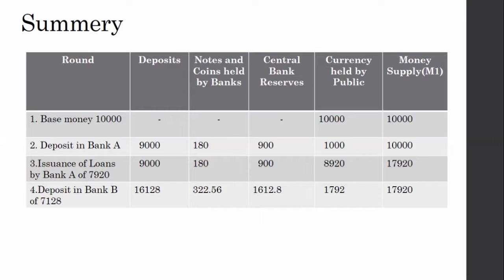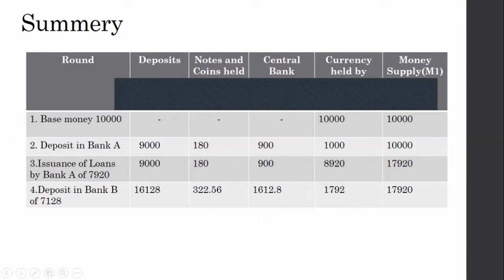But that loan issued amount of 7,920 will go to the system as the currency held by public, right? Now the one person has received the loan. So that loan is with that person, that is currency held by public. So that 7,920 will be added to the currency held by public. So before we had 1,000 rupees here, and now this loan is also added as the currency. Then altogether we have 8,920. Now what is the money supply here?